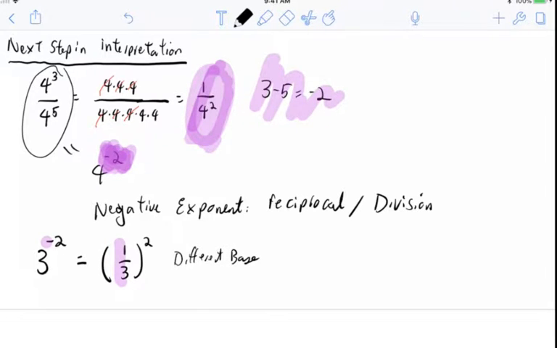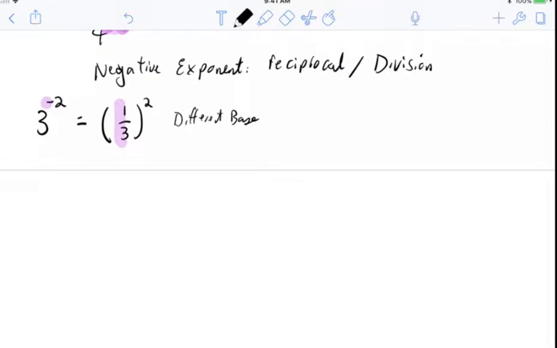Or alternatively, another way to think about that is if you see a negative exponent, write the number as being in the denominator now. Negative numbers mean put it in the denominator. Negative numbers mean division. Negative numbers mean the reciprocal. Okay?